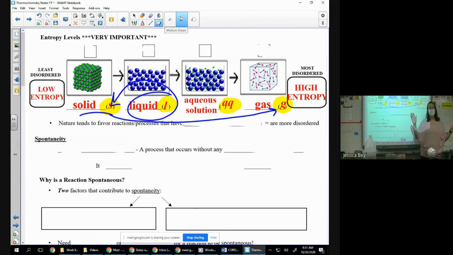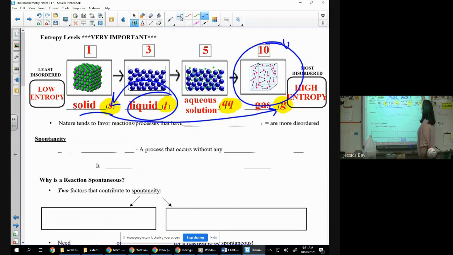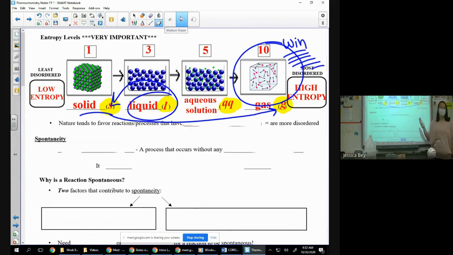Just to give you a hint, and I am making up these numbers, they mean nothing. But if I could put these on a scale of 1 to 10, least disordered to most disordered, I would give a solid a 1. Okay, very ordered. I would give a liquid like a 3. Pretty disordered. I would give an aqueous solution like a 5. And then I would double that. A gas would be like a 10. If you're ever wondering which is the most disordered, the gas 99% of the time is always winning. Very, very disordered.